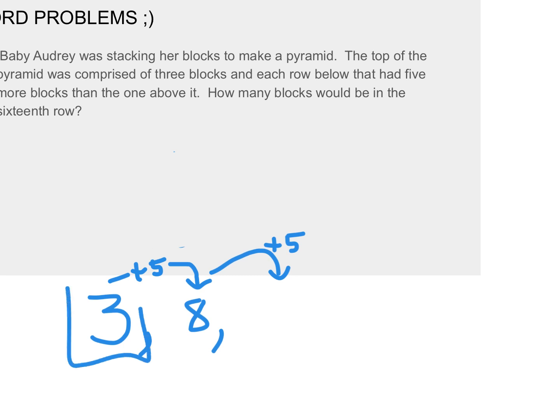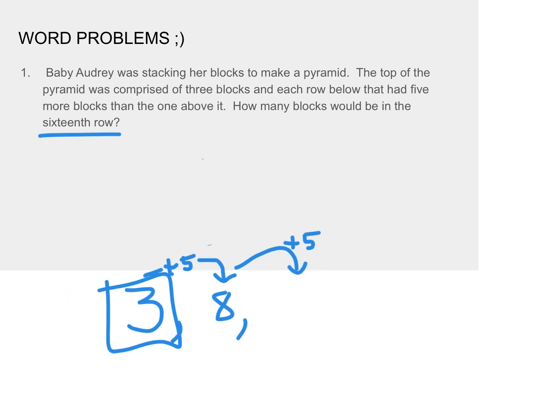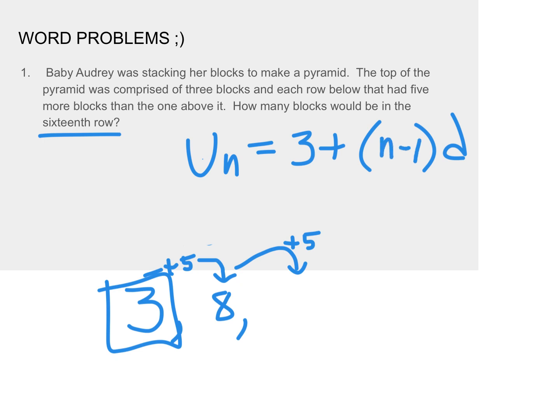So you started with this, you added 5, and you kept doing that. The 16th row, I bet I'm going to add 5 16 times. 15 times, very good. So you start with your 3. Your u sub n will be starting with one number, 3. But you're not going to add your common difference n times, but n minus 1 times. So not 16, but 15 times. 15 times the common difference of 5, and then you add the 3 that you started with.